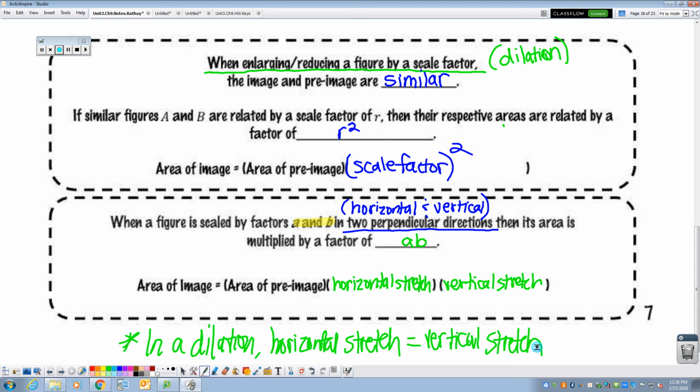Things you have to look out for, sometimes instead of giving you the area of the pre-image, they give you the area of the image, so you have to work backwards.